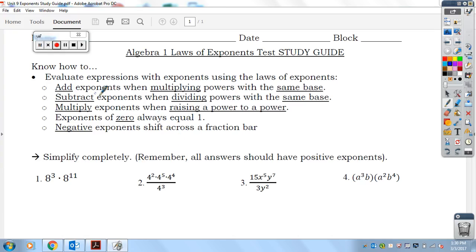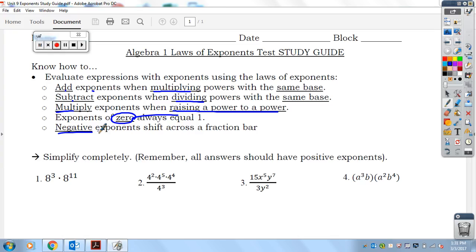Remember that when you multiply, exponents are just adding. When you're dividing, exponents are just subtracting. When you're doing a power to a power, they're finally up to multiplying. Anything to the power of 0 is always 1, and negative exponents shift to the opposite side of a fraction bar. So if it's negative in the bottom, it moves to the top, and now it's positive.